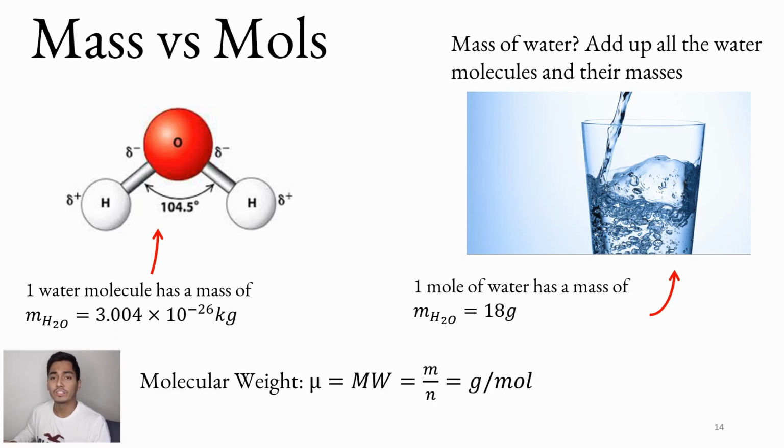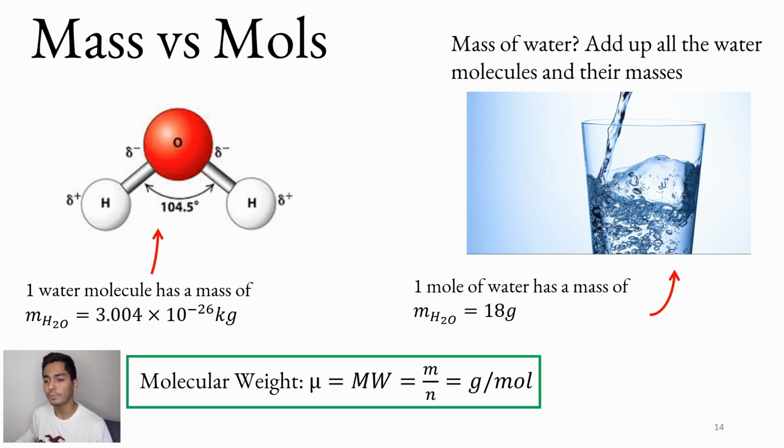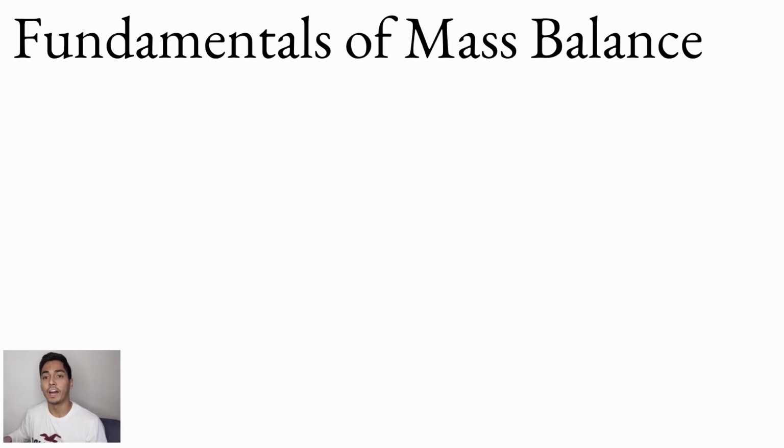So we can define something called the molecular weight. The molecular weight of a substance is just the ratio of the mass to the moles, mass divided by moles, grams per mole. If we know the molecular weight and we know the mass of something, we can calculate the moles. If we know the moles and the mass, we can calculate the molecular weight. So if we know two of these quantities, we can calculate the third. So that's molecular weight. Now we can talk about the fundamentals of mass balance.